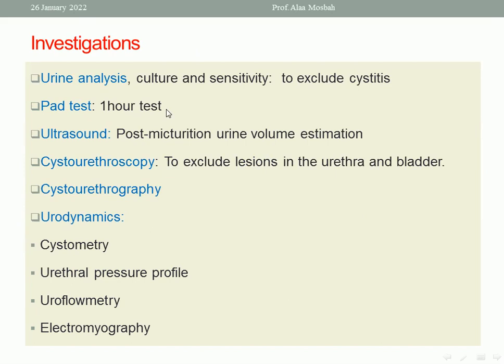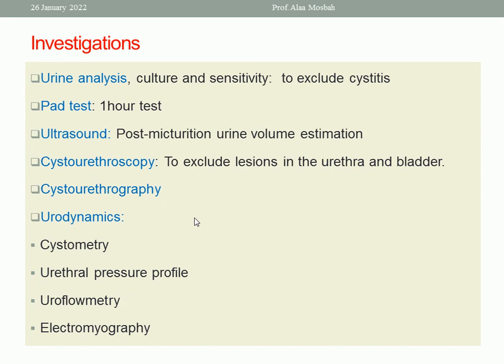What is the investigation needed? Urine analysis, of course, is important, and you should exclude urinary tract infection and do a culture and sensitivity test, and manage the patient if proved to have an infection before you confirm any diagnosis of incontinence. Take care about this point because it is important. Pad test or 1 hour test: give the patient a clean, dry pad. She applies it on the external genitalia and moves around for 1 hour. Then look at the pad to see if it is soaked with urine or not.